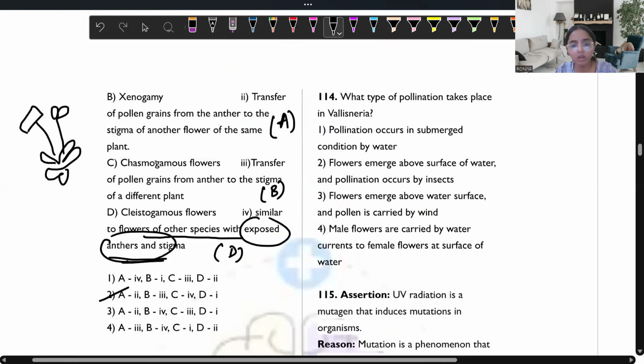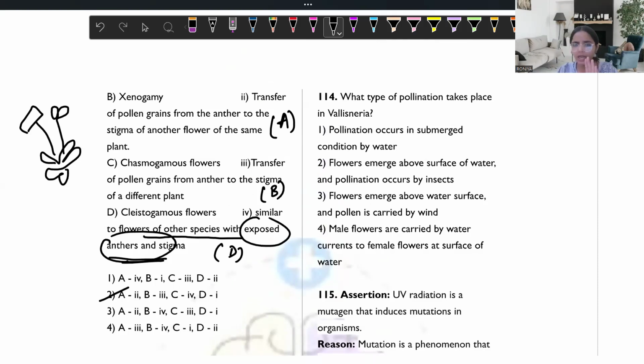Question 114. What type of pollination takes place in Vallisneria? See, this is a direct statement from NCERT.